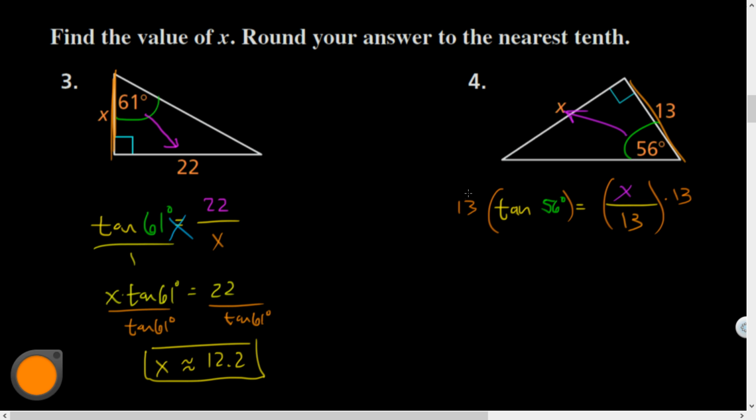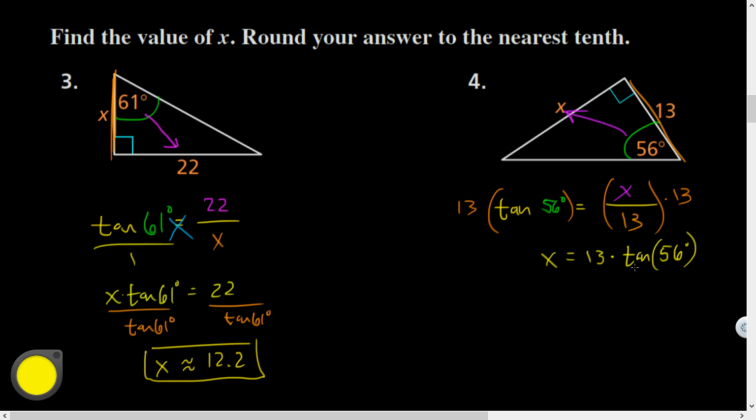Now, as a student was working on some of these earlier, they multiplied 13 by 56. Do not do that. We can't distribute. I didn't say who it was, but it was just a good common mistake to avoid on a new concept. So x is going to equal 13 times tangent of 56.